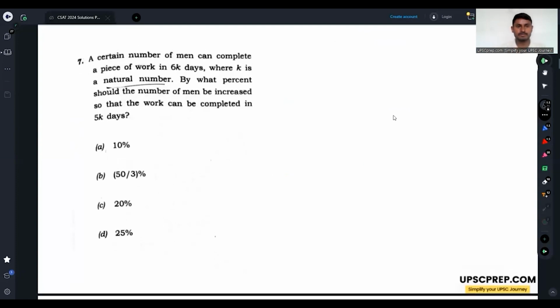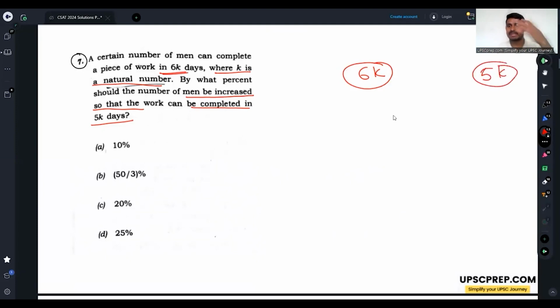See the next question. Next question is, a certain number of men can complete a piece of work in 6k days. Okay, in 6k days a certain amount of work is getting completed where k is a natural number. Okay, by what percent should the number of men be increased so that work can be completed in 5k days? Okay, so earlier it was getting completed in 6k days. Now we want to complete in 5k days where k is any natural number. Okay, we don't have to think about it.